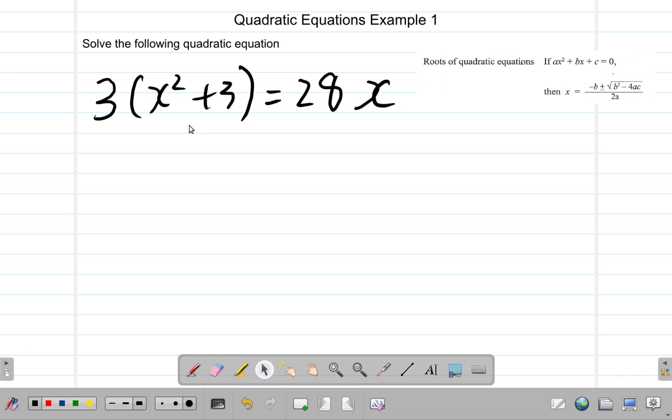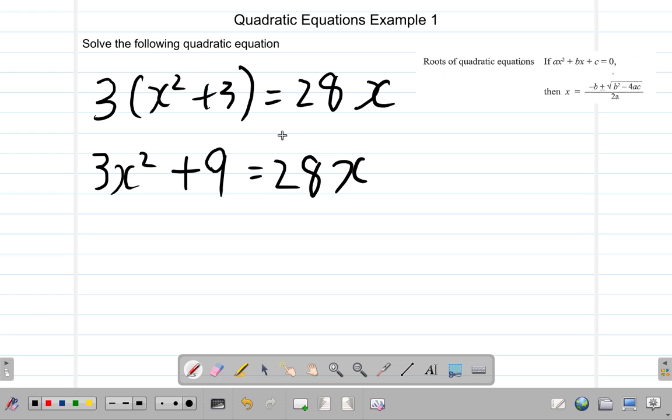We have 3x squared plus 3. We're going to open this bracket, and this becomes 3x squared plus 3 times 3 is 9 equals 28x. So remember, 3 times x squared gives you 3x squared, 3 times 3 gives you 9. Alright?